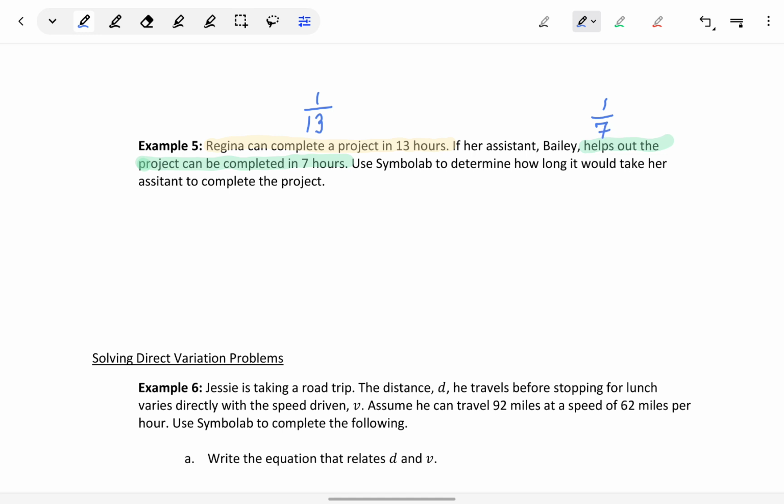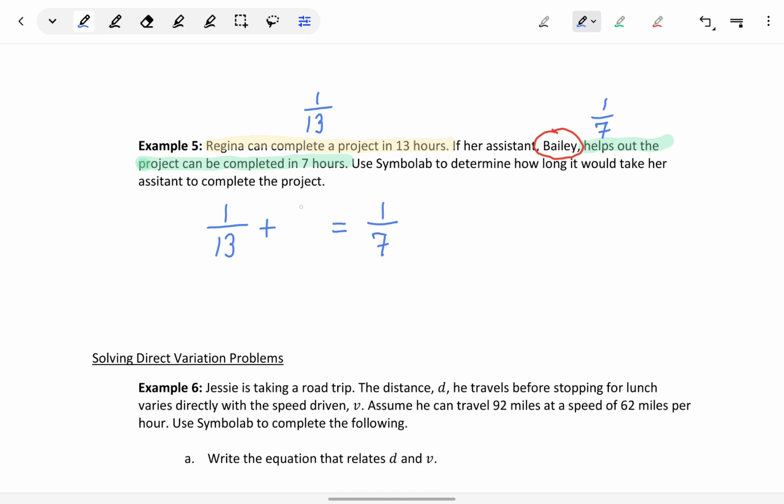The missing piece of information in this case is how long it would take Bailey, the assistant, working by themselves to complete the project. So we'll set this up similar to how we did before. We have 1 over 13, which is the proportion for Regina, one project per 13 hours. If we added that to the time it would take Bailey to complete this project, then their total combined time would be one project getting completed in 7 hours.